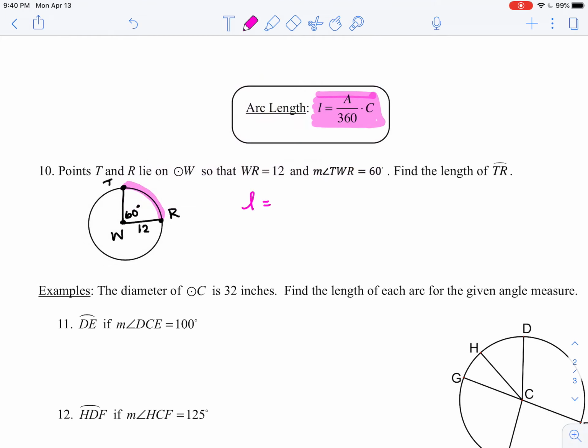Arc length is the measure of the arc. So our arc, same as its central angle, is 60 degrees out of the full 360 of the circle times circumference. So times 2 times pi times the radius, which is 12. When you type all of this into your calculator, you should get that the length of our TR is 12.6, and this one is just in units.